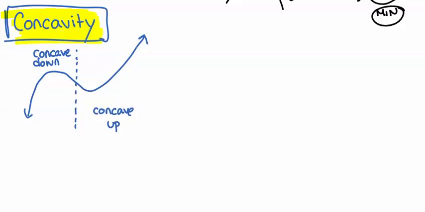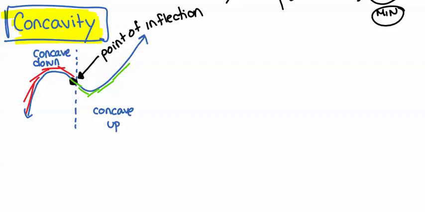So a way to think about that is if you draw the tangent lines of your slope, notice all of the tangent lines are above your function. So they're all on top of the line. And then when we start to go concave up, we would draw our tangent lines underneath our graph. So there's a point here where it changes from concave down to concave up. And that special point is called the point of inflection.